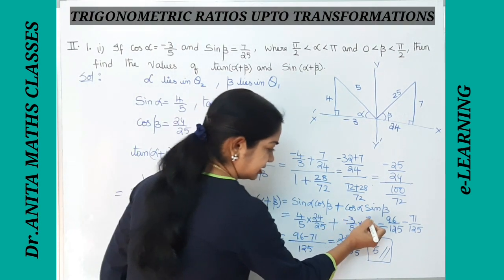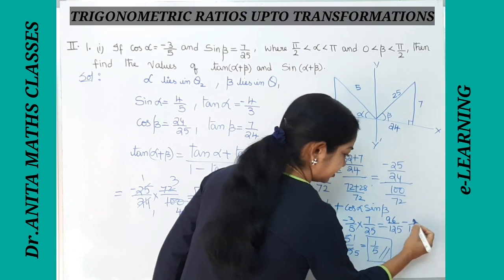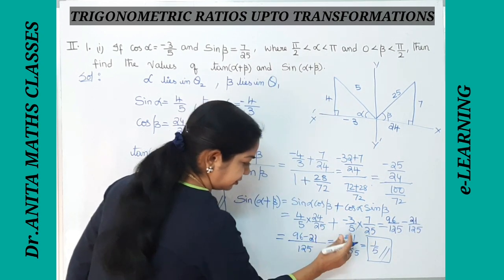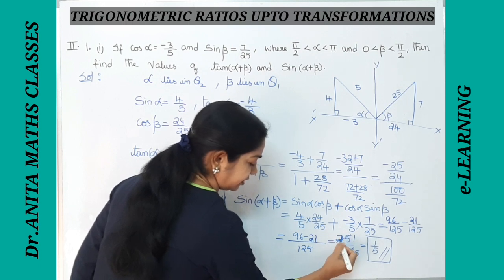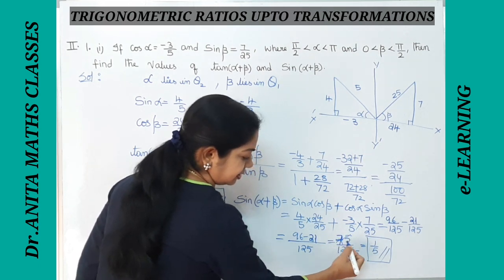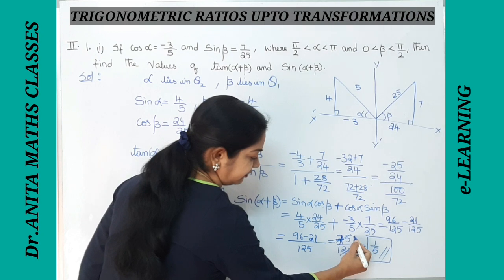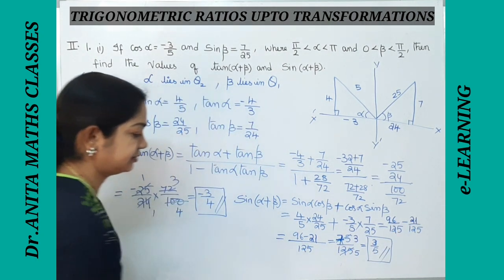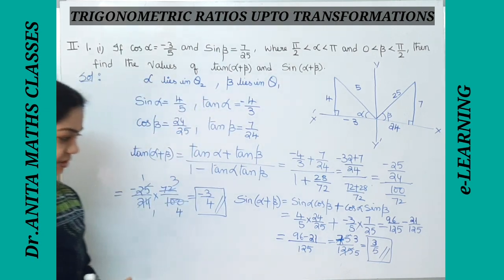Sorry, see here 7 threes is 21. Sorry, this is a mistake made. So if you minus 21, you get here 75, right? So this becomes 25 threes, 25 fives. So 3 by 5. So make this correction, okay? Right. Pause it and note it down.